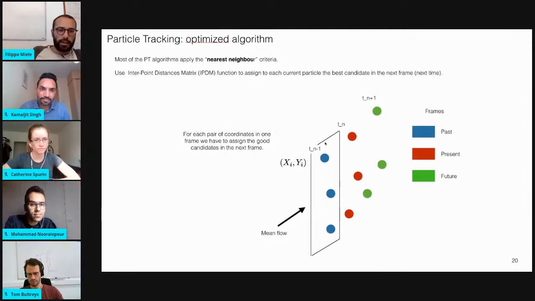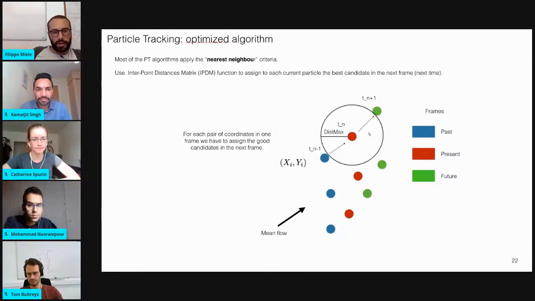Then you have to link the candidates, so you have to link the pair coordinates between two consecutive frames. In this case, you can see that your brain will intuitively assign the following particles at a given frame, and then the next one and the next one. To translate what your brain is doing into an algorithm, most algorithms use the nearest neighbor criterion, which means that at each step, at a given frame, you search for the closest candidate in the next frame, and in that case it will be the best candidate.